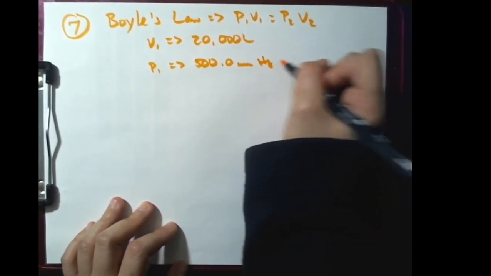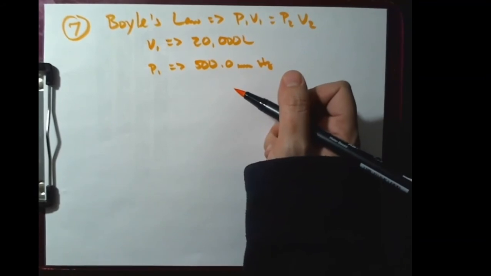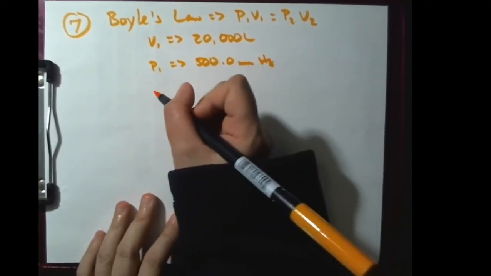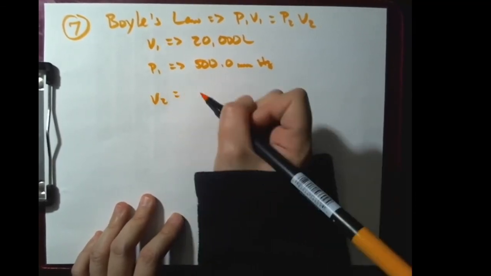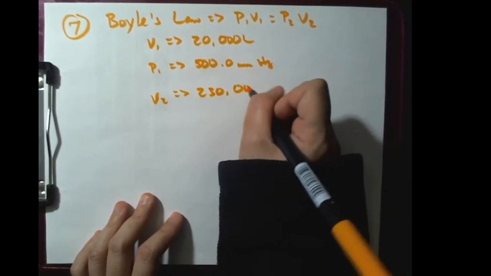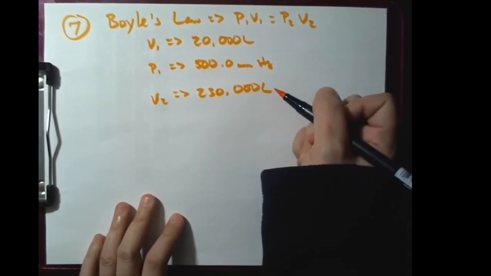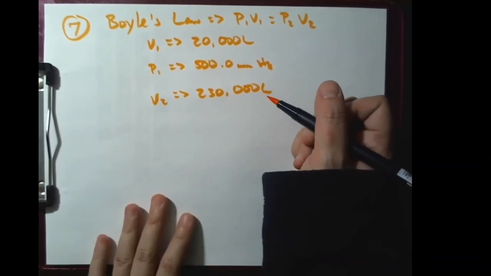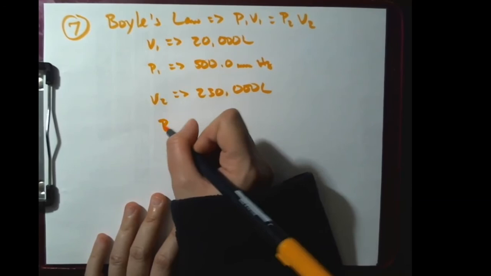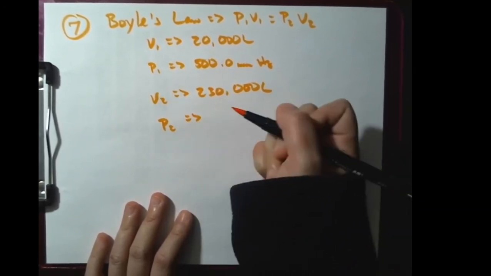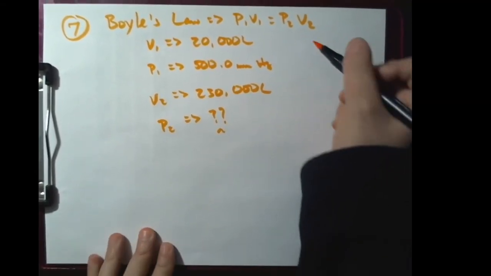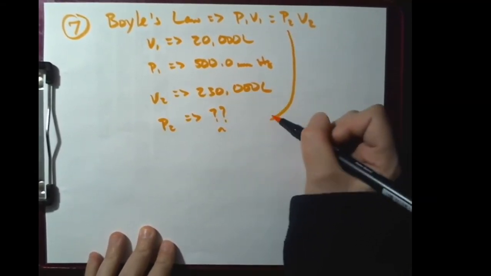millimeters of mercury. Now, a shuttle docks with the space lab, which has a volume of 230,000 liters and no air in it. So now it's giving us the other volume, which is 230,000 liters. What does the air pressure in both become when the hatches open between the two? It's asking for the pressure. And as always, this is what we're looking for.